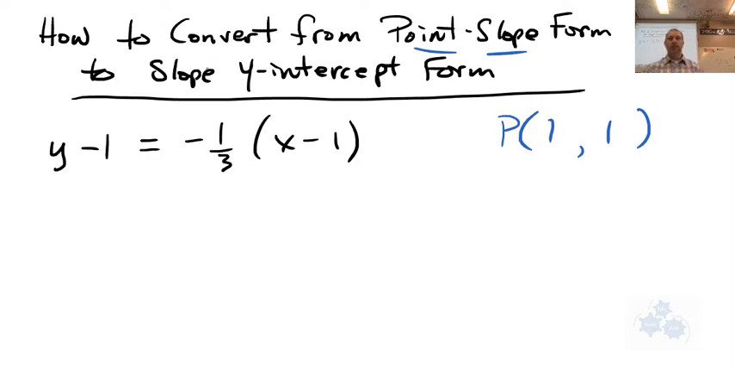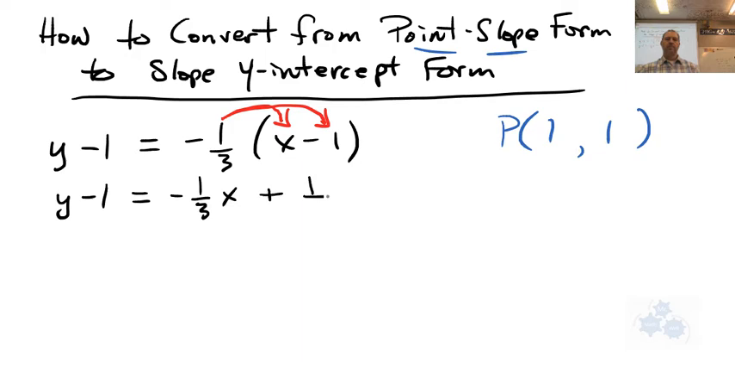Now, how to convert to slope y-intercept? It's easy. Like I said, we just want to get rid of brackets by multiplying. So we're going to multiply this number out front by each term inside the brackets. So we're going to distribute that. The first step is y minus 1 equals negative 1/3 x. What do you get when you multiply negative 1/3 times negative 1? Positive 1/3. Negative times a negative. All right, so are we done? Is that it? No, it's not it.